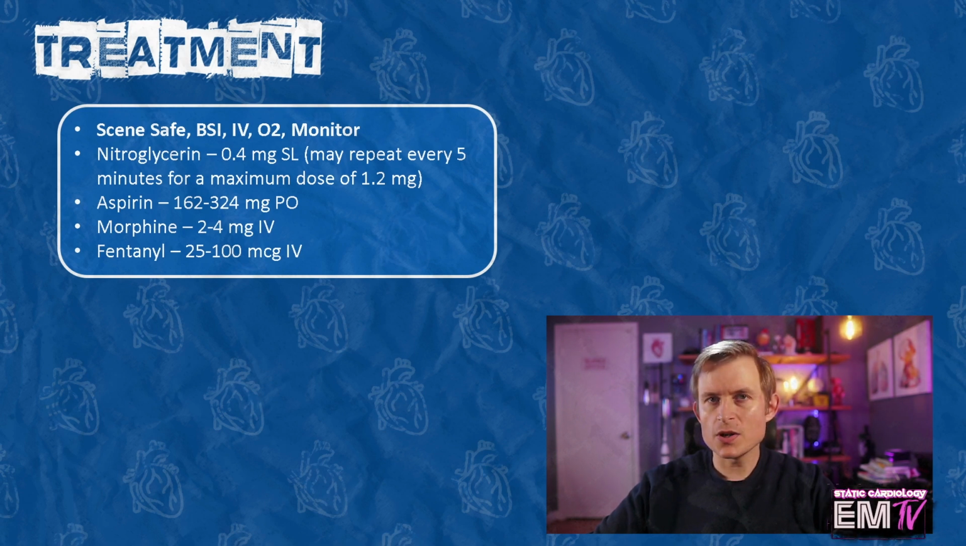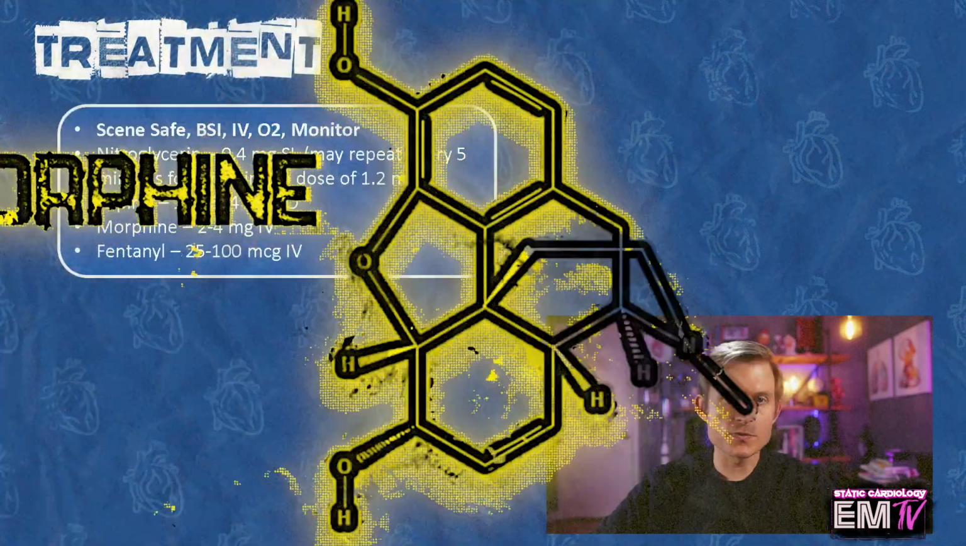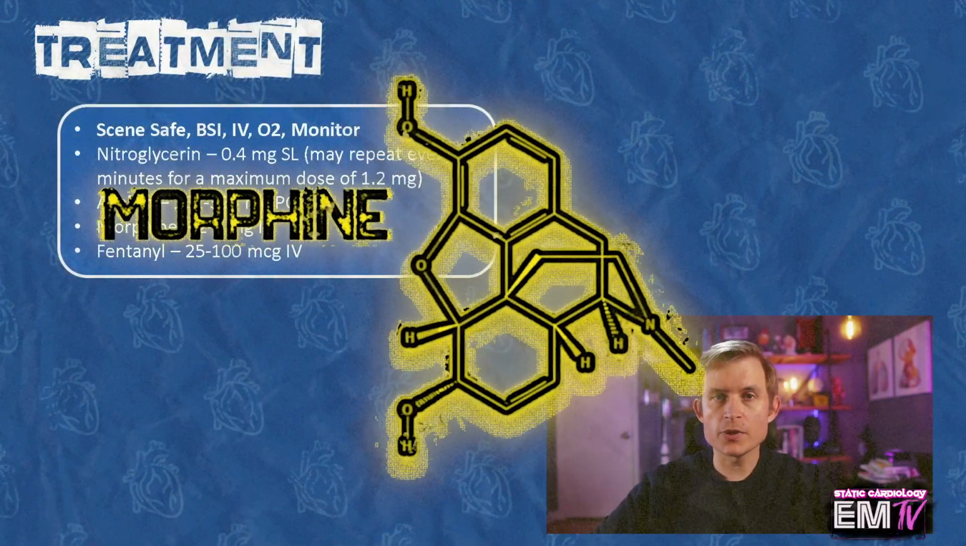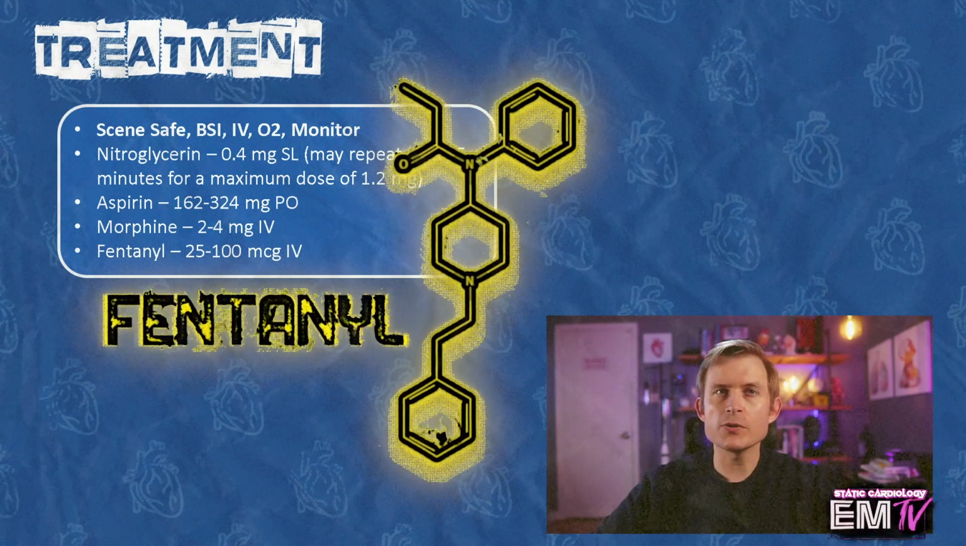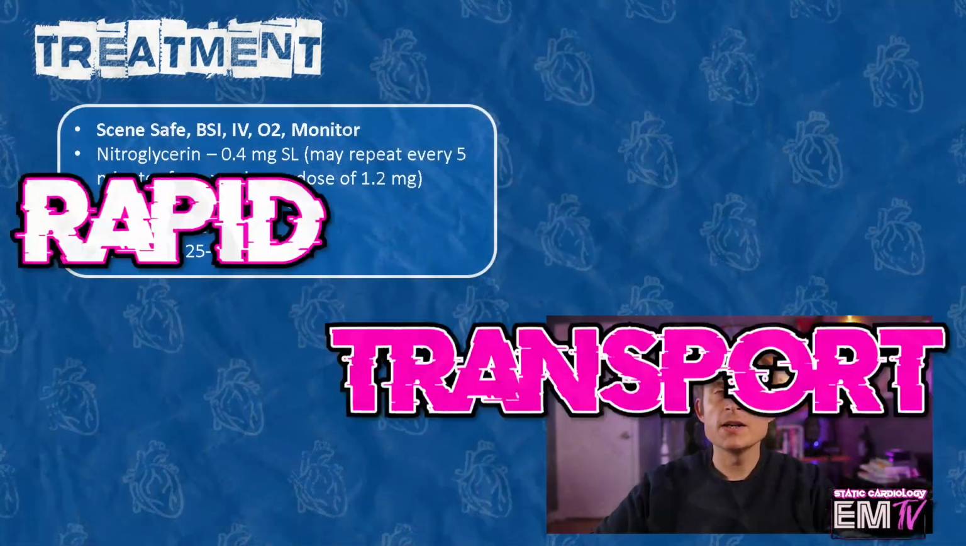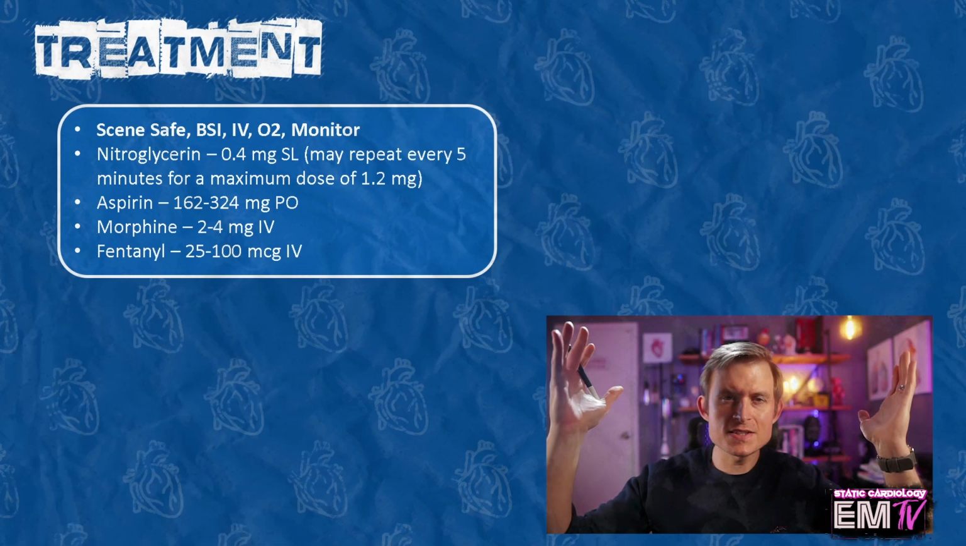If the pain is still uncontrolled or unrelieved with nitroglycerin, I'll then consider administering an opioid, such as morphine, given 2 to 4 milligrams IV, or fentanyl, given 25 to 100 micrograms IV. And finally, rapid transport. And that's it.